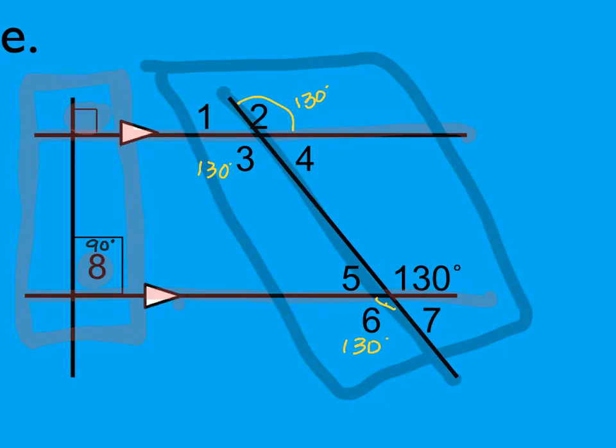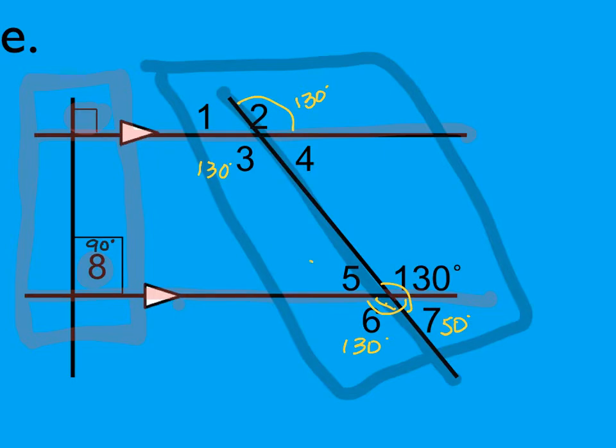Vertical angles with 2, corresponding with 6, or alternate interior with my original 130. Did everybody see that? Yeah. Okay, so now that means every other angle is what? It's 50. And why is that? Because 50 plus 130 is 180. Good. These are 180. These are 180.